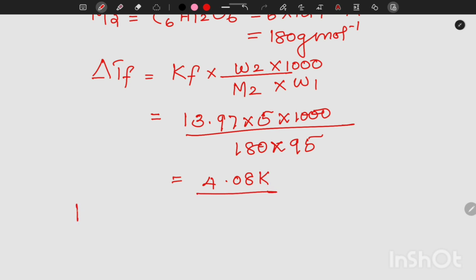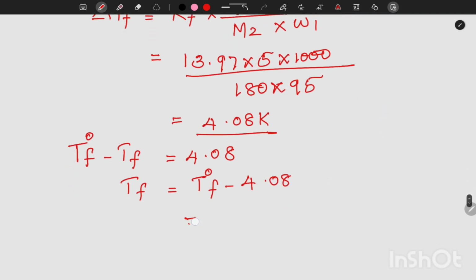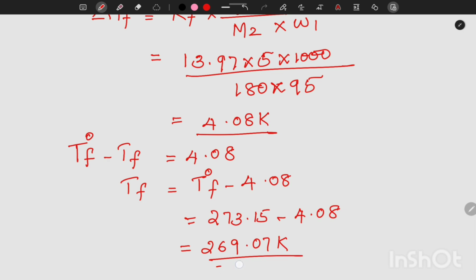Now delta TF is equal to T0F minus TF is equal to 4.08. Therefore, TF is equal to, it is depression in freezing point, T0F minus 4.08, 273.15 minus 4.08, that is equal to 269.07 Kelvin.